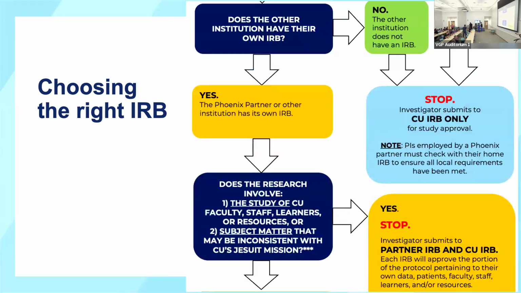One possible exception, at the bottom left, at the very bottom of that, number 2, is it a subject matter that may be inconsistent with Creighton University's Jesuit mission? Even if you're using data from St. Joe's or ValueWise Health, if you're doing a study that involves patient data from one of the clinical partners, but the issue is maybe not consistent with, or maybe a little bit in the margins with regard to Creighton University's Jesuit mission, then you really need to get approval from both IRBs, both the clinical partner and Creighton University IRB.